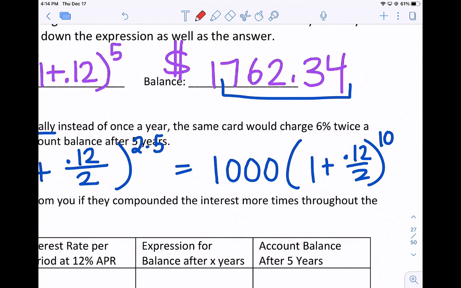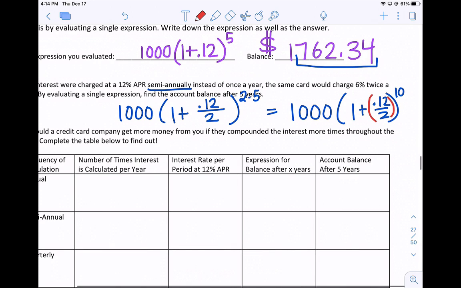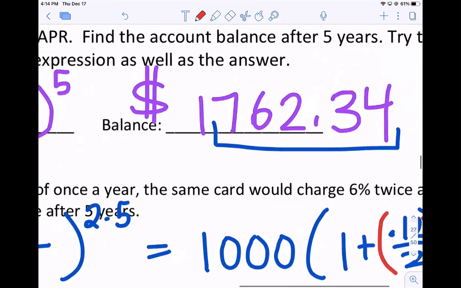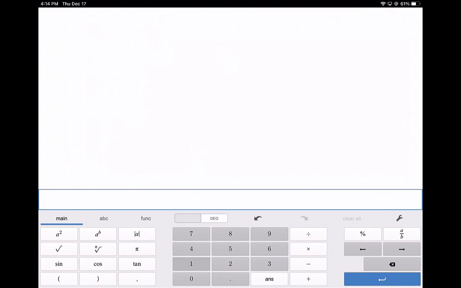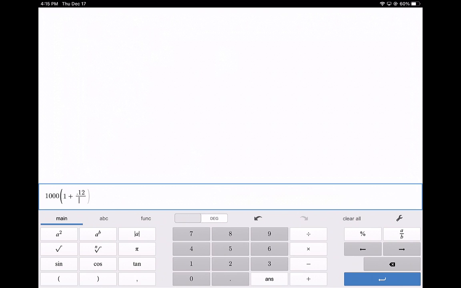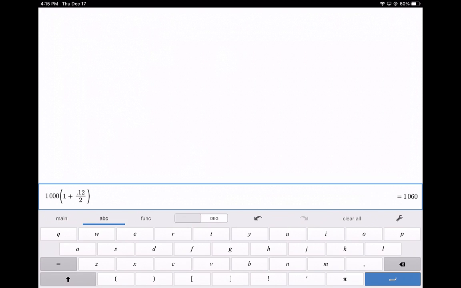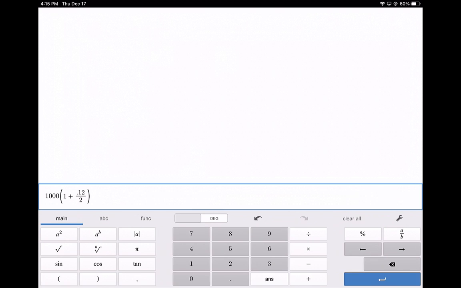We might need to put parentheses around the 0.12 divided by 2 because we do want to do that first before we add it to the 1. Okay. So let's see, is that more than just once a year? All right, so let's clear this. 1,000 parentheses 1 plus, I wonder if I can just type it in without the parentheses. It's 0.12 divided by 2, I think we can. And then I want to close my parentheses, okay? And then to the power of, oh, I pressed the wrong button. To the power of, and again, it's 5 years, but twice a year for 5 years, so that's 10 times.